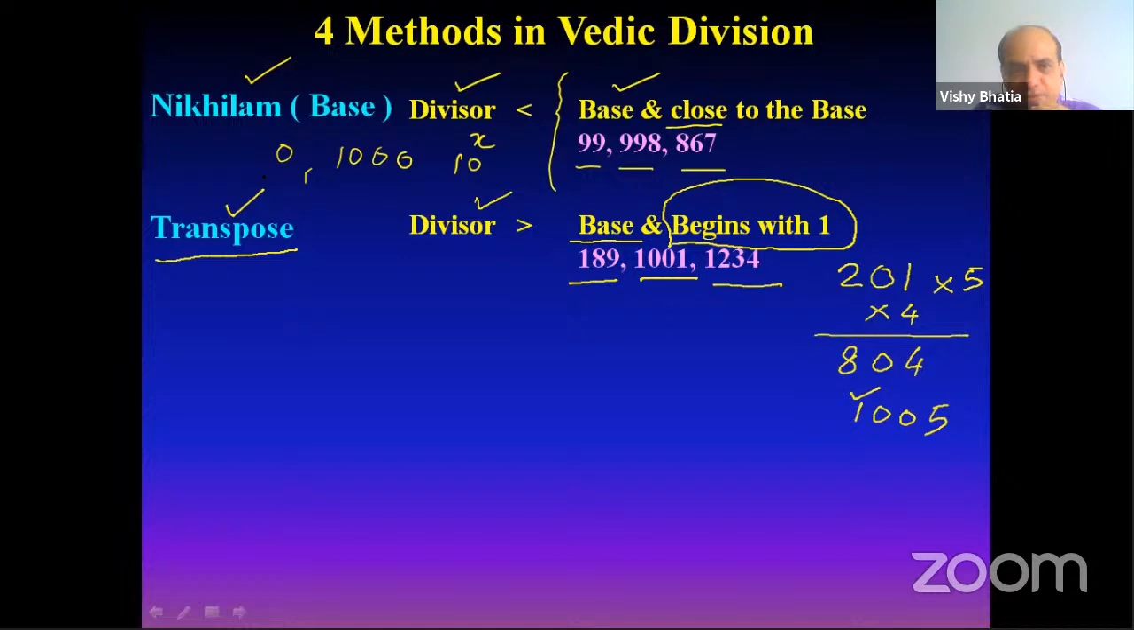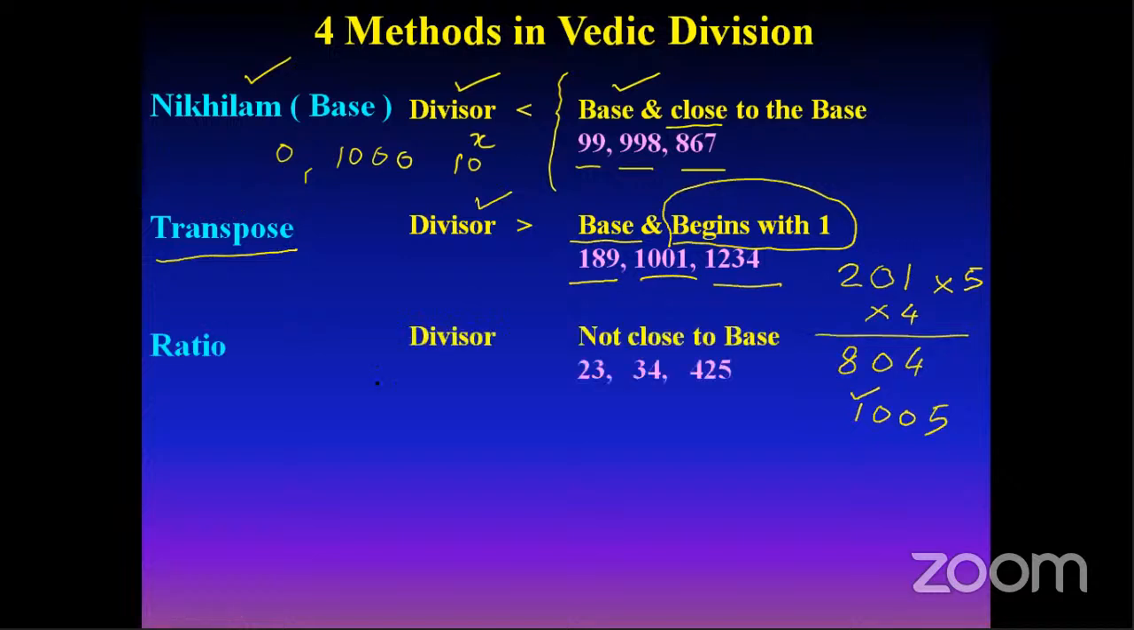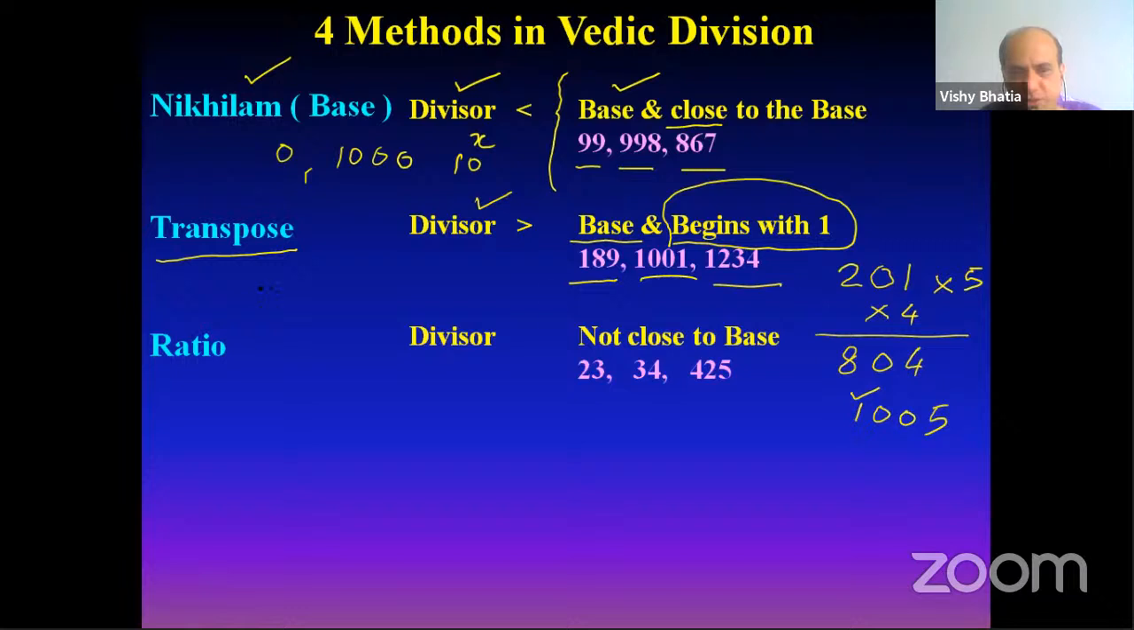The third method is the ratio method, Anurupyena method. This is when the divisor is not close to any base. Remember, in this case and in this case, the divisor was close to the base. So for example, you have 23, you have 34, you have 425. What we do in the ratio method is multiply the divisor by 4, we get 92. And we use method number 1, the Nikhilam method, because this is less than the base.